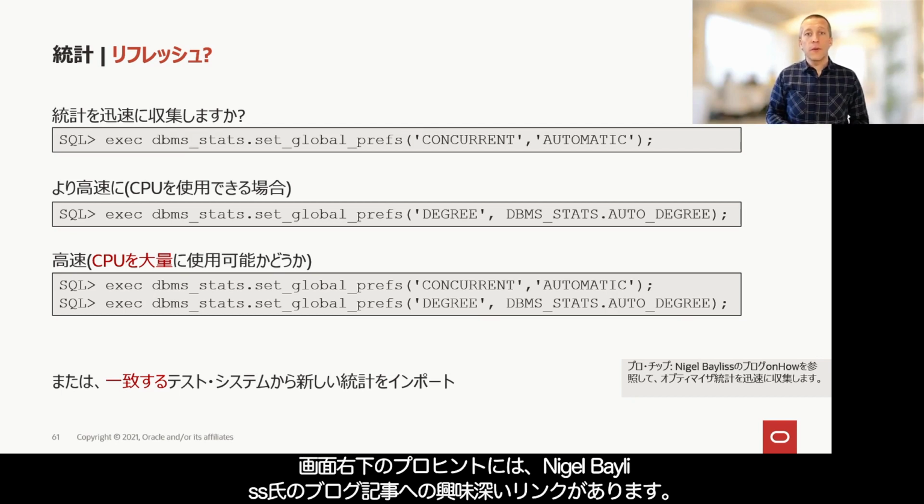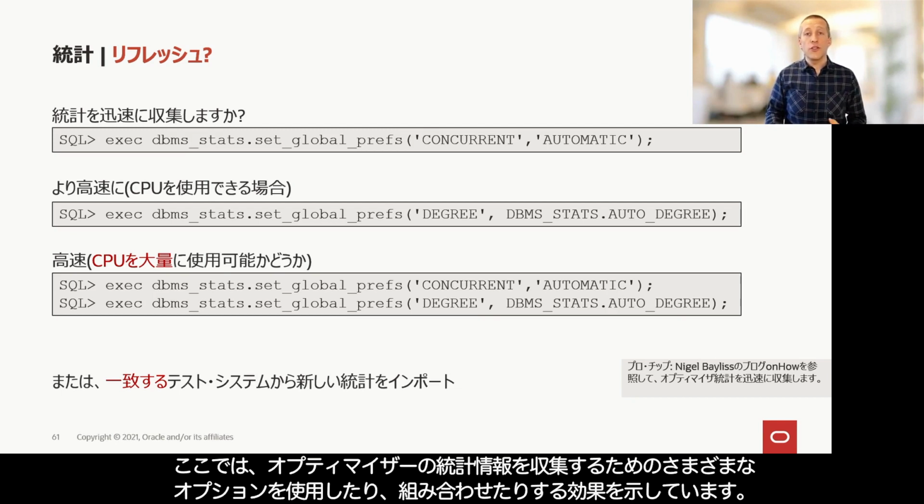In the pro tip in the lower right corner, there's a link to a blog post, a really interesting blog post by Nigel Bayliss, where he shows the effect of using and combining the various options for gathering optimizer statistics.